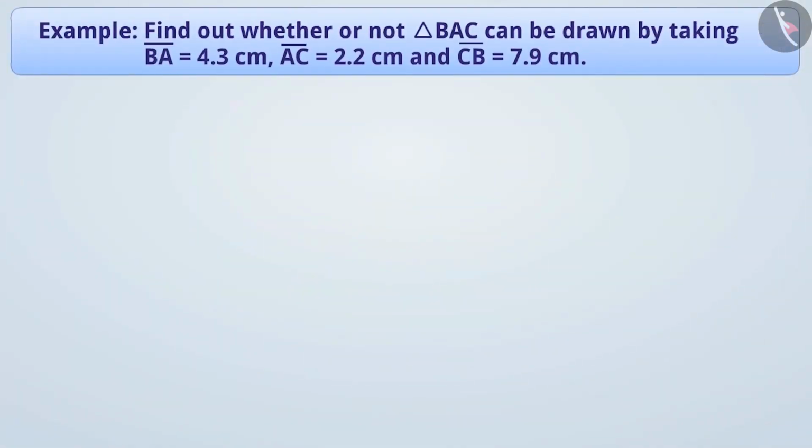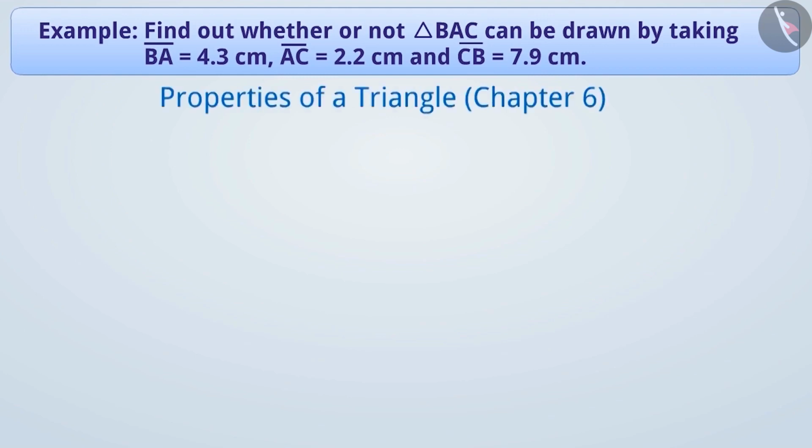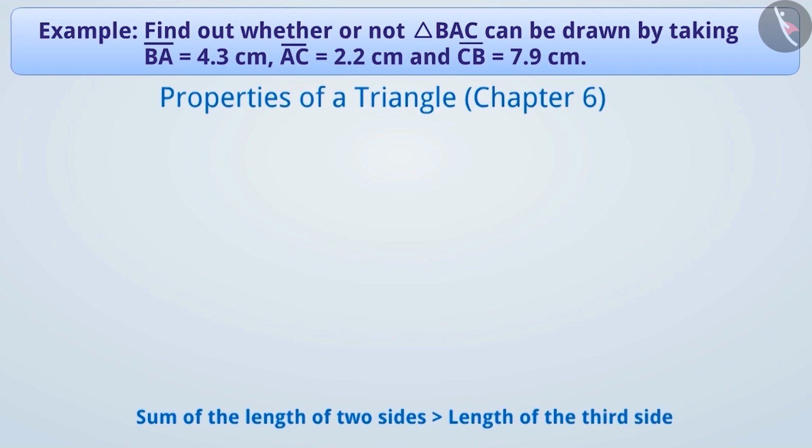Next example. Find out whether or not triangle BAC can be drawn by taking the measurement of the line segment BA is equal to 4.3 cm, the line segment AC is equal to 2.2 cm, and the line segment CB is equal to 7.9 cm. You may recall that we had read in chapter 6, Properties of Triangles, that the sum of the lengths of any two sides of a triangle is greater than the length of the third side.